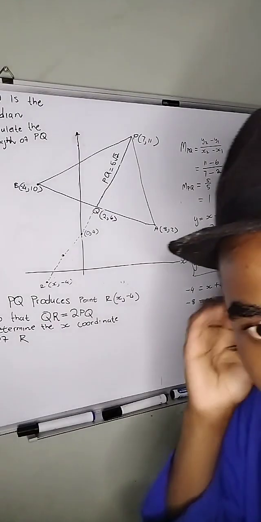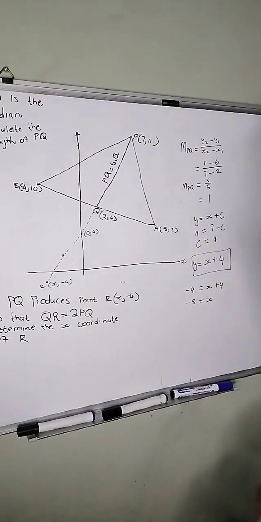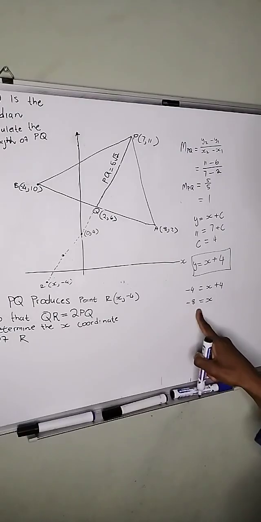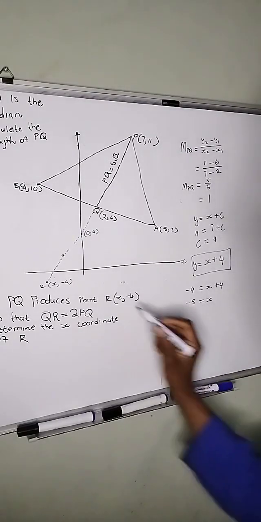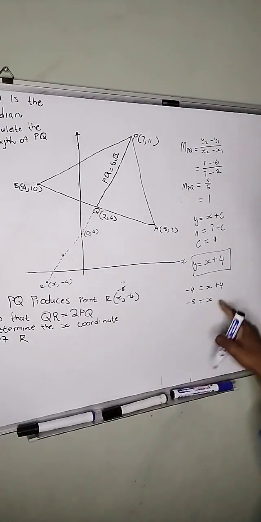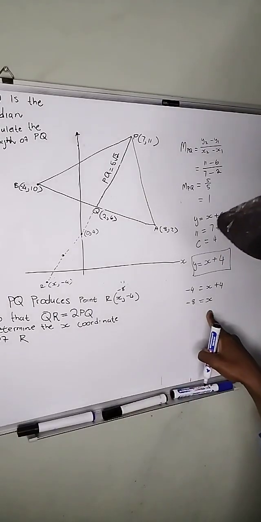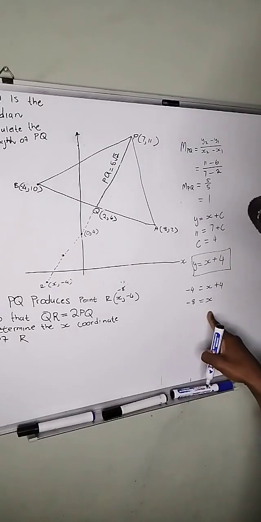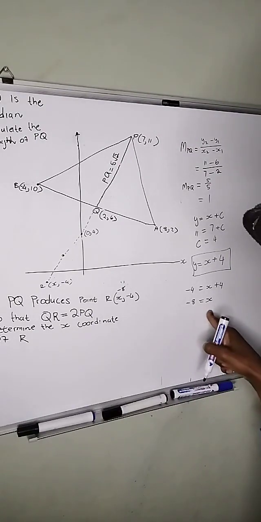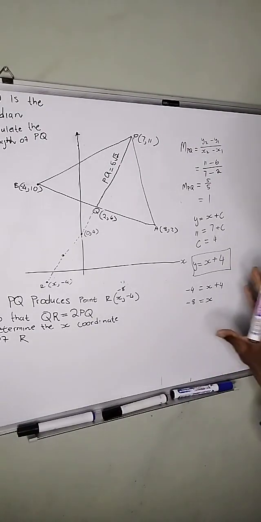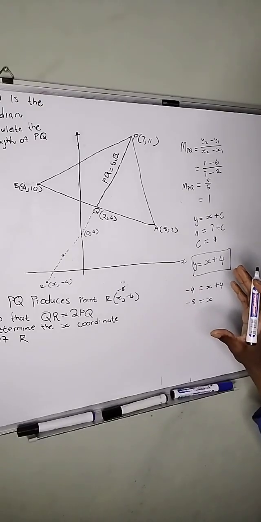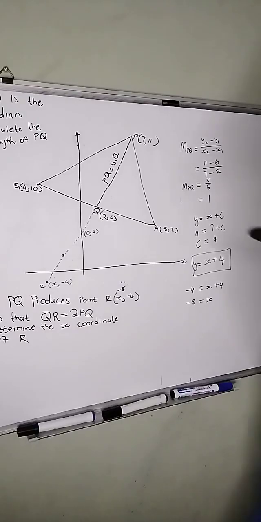-8 is to -4. You get -8, right? This is -8 is to -4. Is there anywhere that I made a mistake, guys? No, I don't believe I made a mistake.